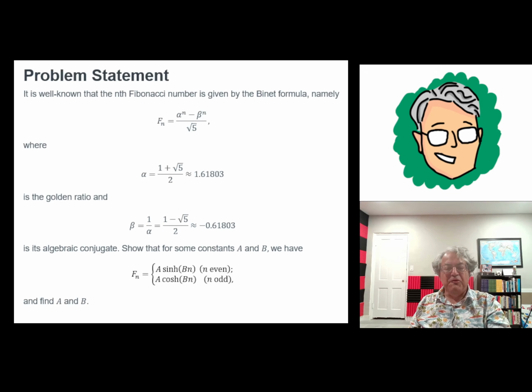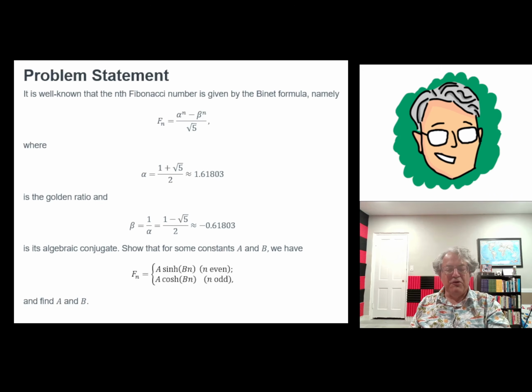F sub n, that's the nth Fibonacci number, is equal to alpha to the n minus beta to the n all over square root of 5, where alpha is the golden ratio, also it's equal to 1 plus square root of 5 over 2, or approximately 1.61803. That's a very well-known irrational constant. It's usually denoted as phi, but I write it as alpha here. This is how the Fibonacci formula does it.